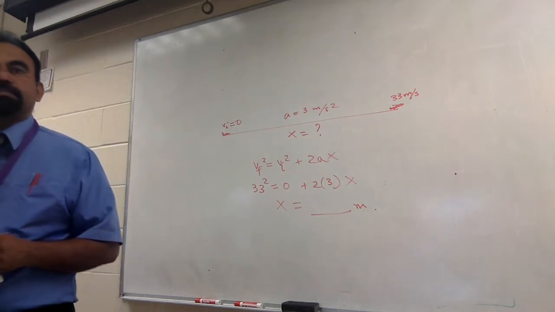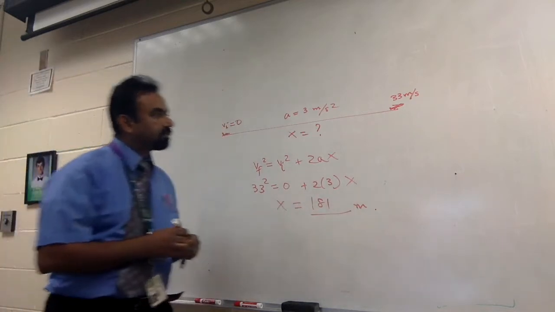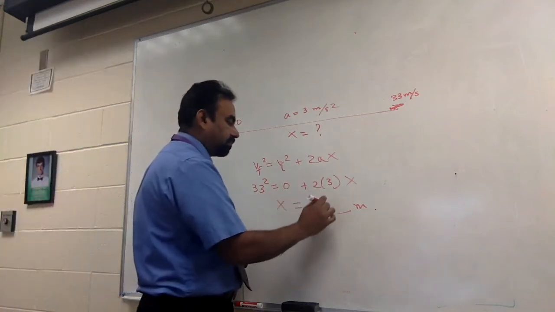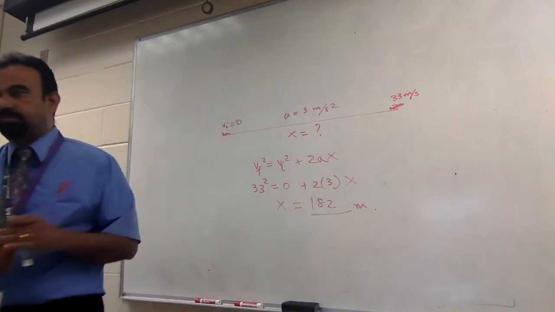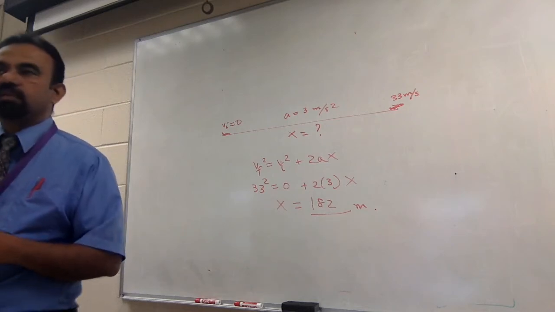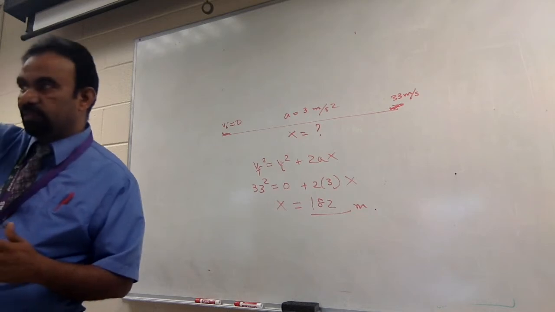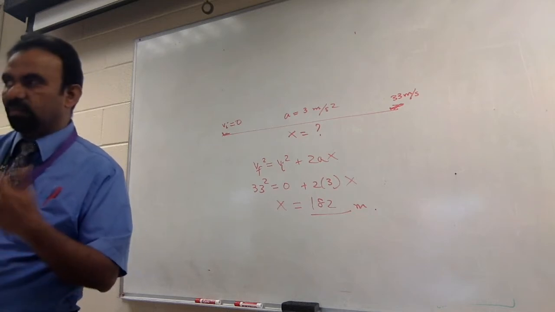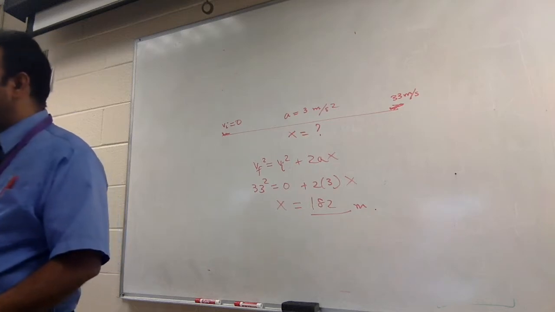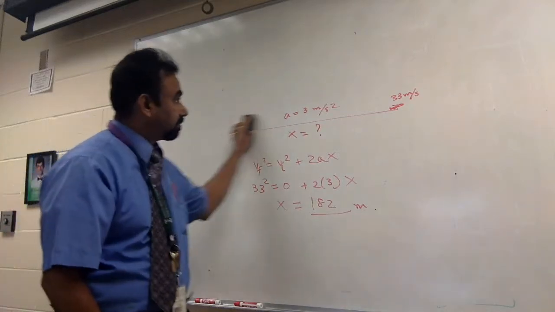How much? 181 meters. That's a light aircraft. 182. Since it's a light aircraft, 182 is enough for it to pick up and go. It's almost from here to Shelbyville Road, or a little more. So if the light plane goes from here to there, it should be ready to go. Okay. Got it?